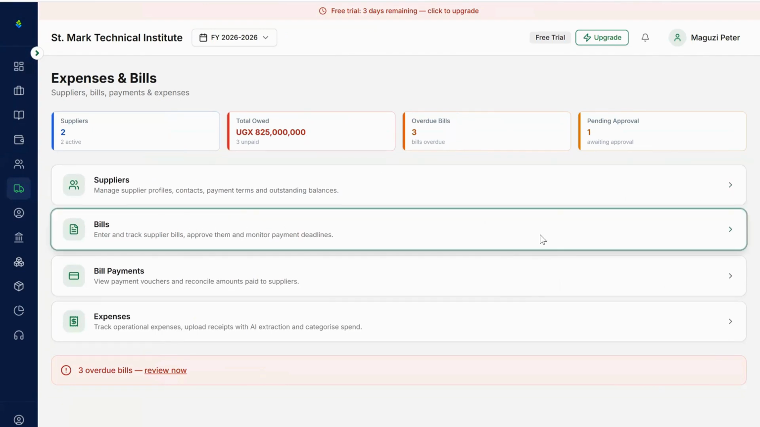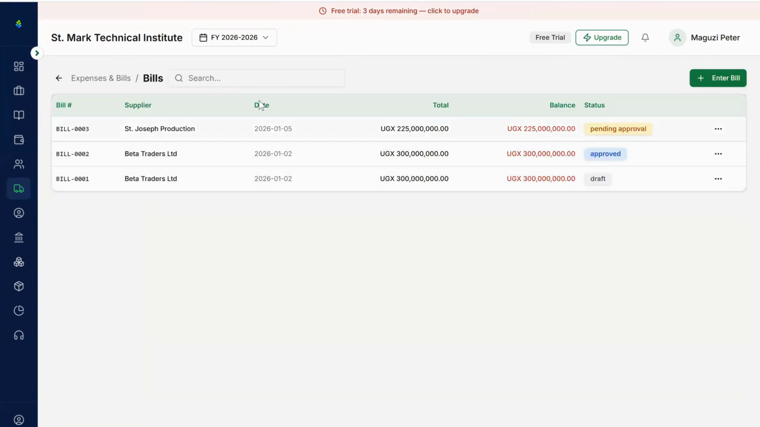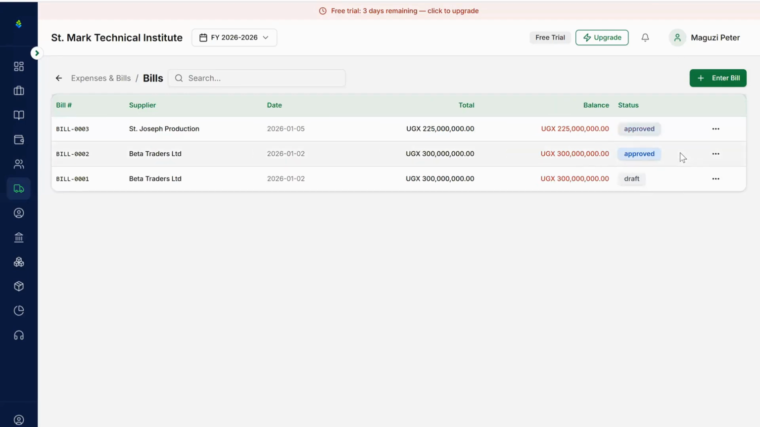So we shall come back again to bills. As you can see on the table here, this bill 003 from St. Joseph is actually pending approval. So if this is some other person's role, they will come here and then approve it. So we are going to approve it. We click on approve, and then the system is going to do its magic there, and then this becomes approved. So approved means what? Approved means that this bill is now set for payment.